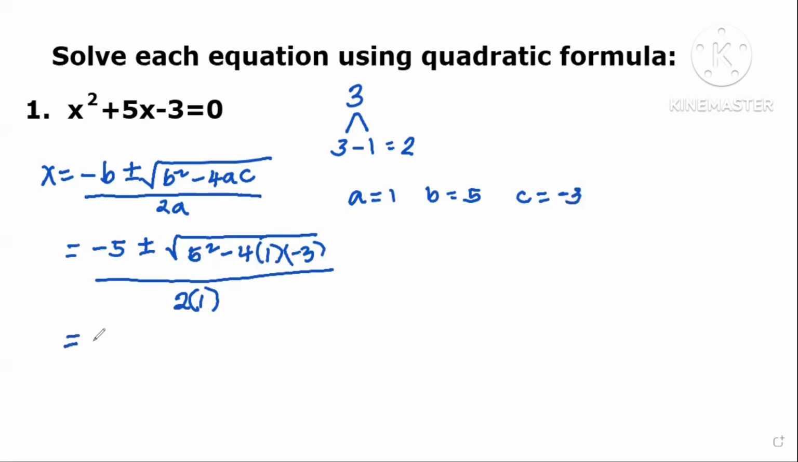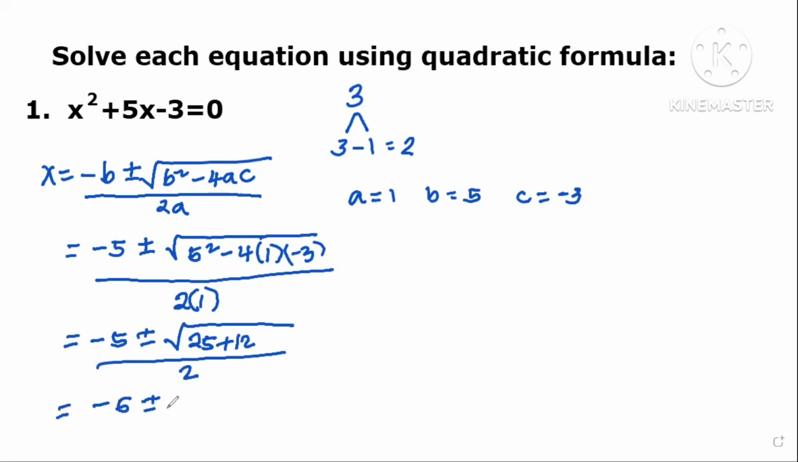Well, let us simplify. So this is negative 5 plus or minus the square root of 5 squared, which is 25, minus 4 times 1 times negative 3, which is positive 12, all over 2. Okay, so this is negative 5 plus or minus the square root of 25 plus 12, which is 37, over 2.